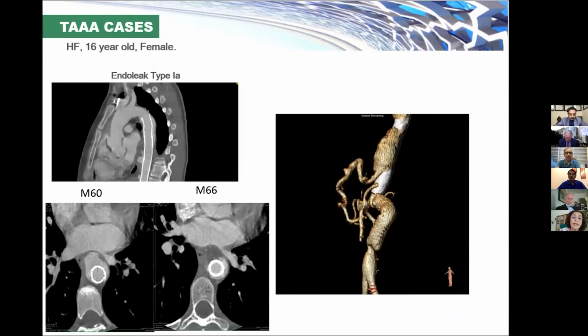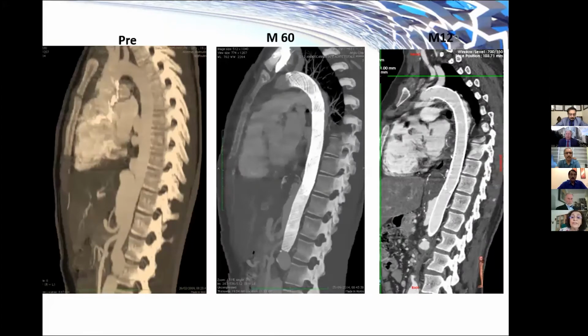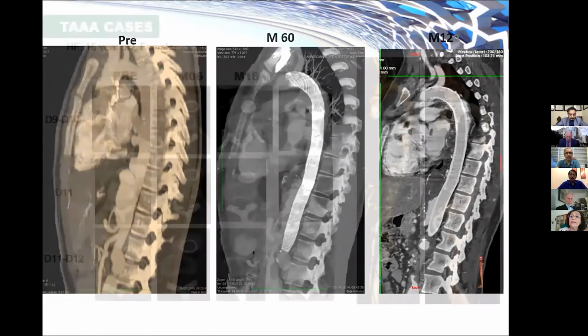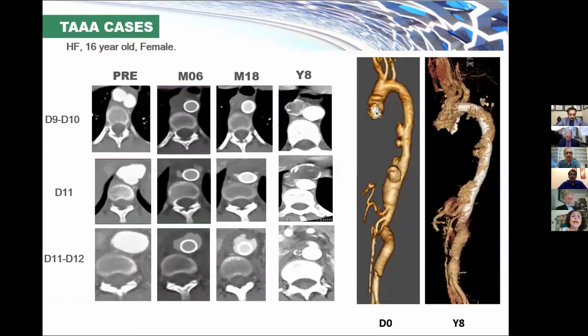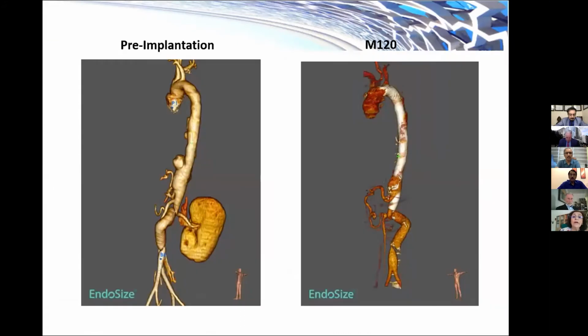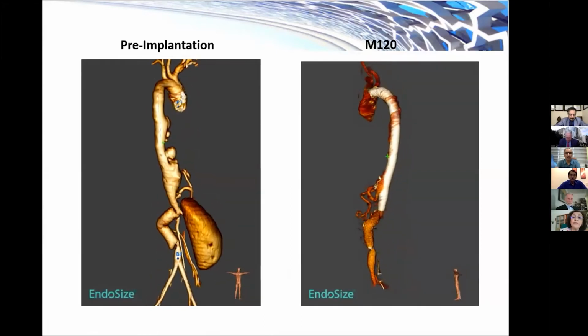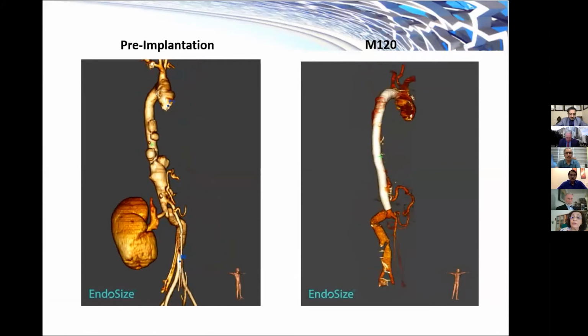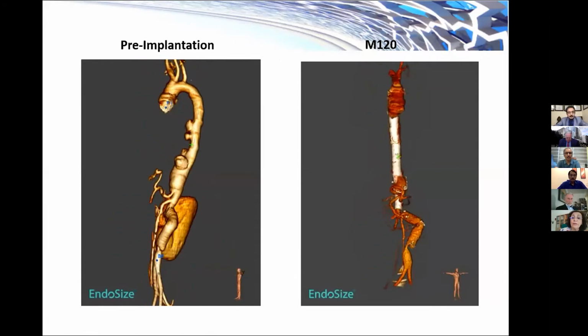And this is the CT scan 6 months after the secondary procedure, where we can see the total exclusion of the aneurysmal sac. This is the CT scan until 10 years. We could see this aneurysm before the implantation of the procedure, and at 10 years we could see the evolution of the aneurysmal sac.